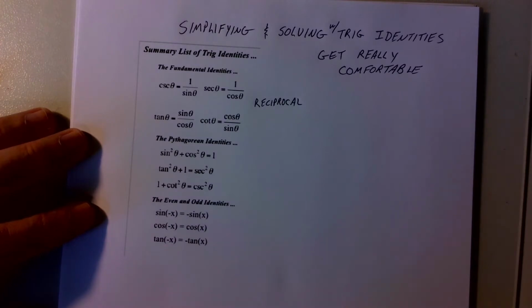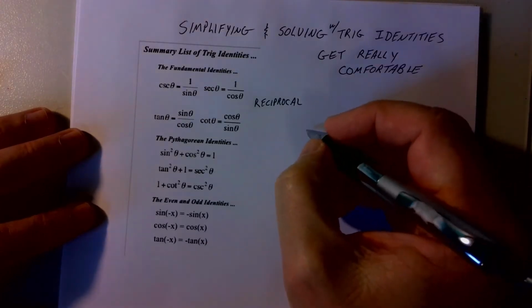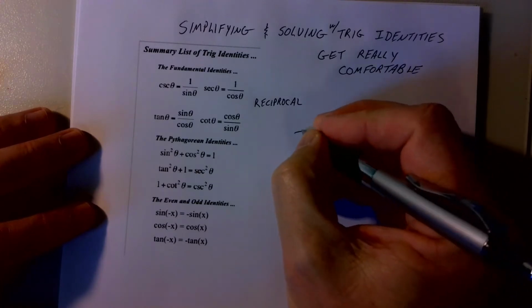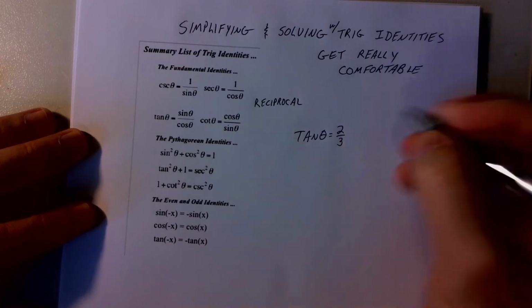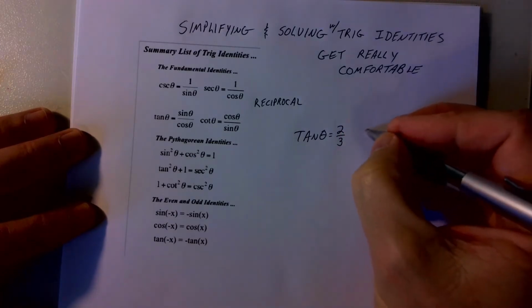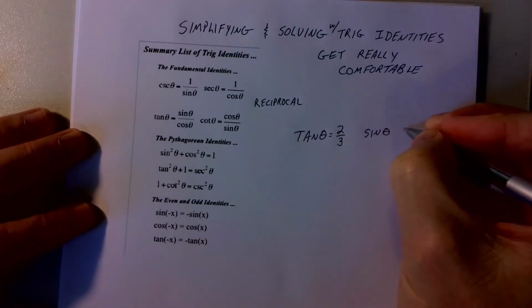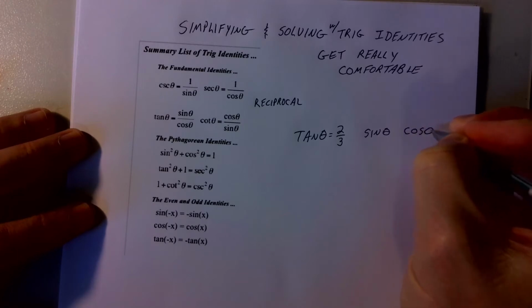Okay, so I'm going to go through just a bunch of different problems and kind of try and point out some of the things that we'd be looking for. So let's start with some basic stuff. Let's say I said that tangent theta is equal to 2/3, and I wanted you to find sine theta and cosine theta. Could you do that?